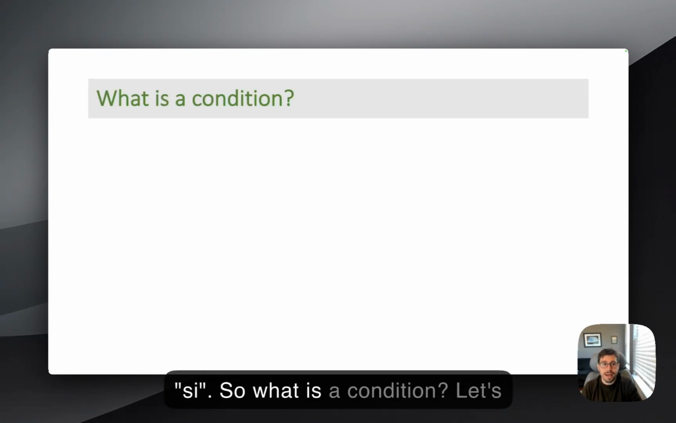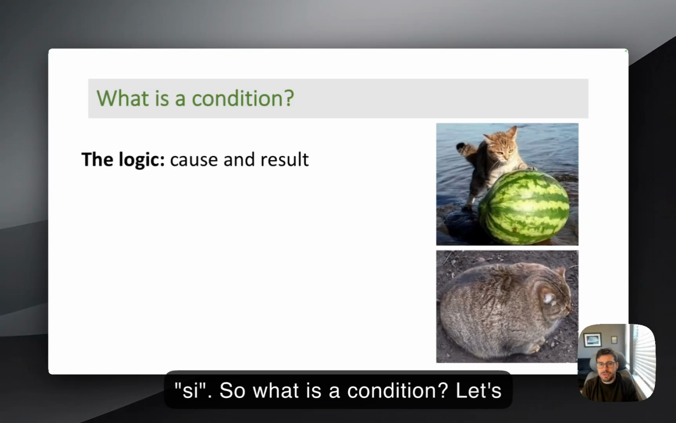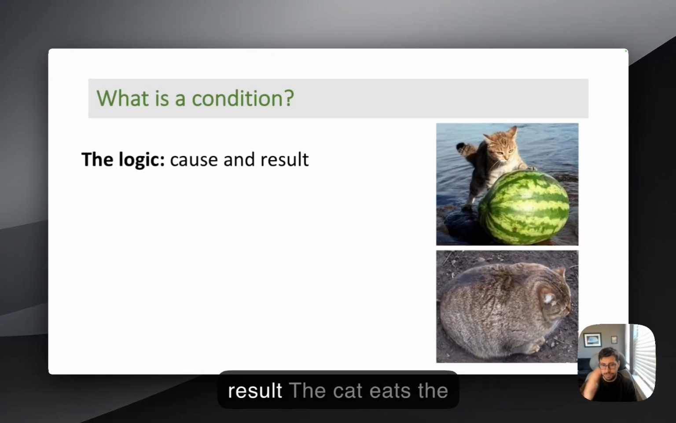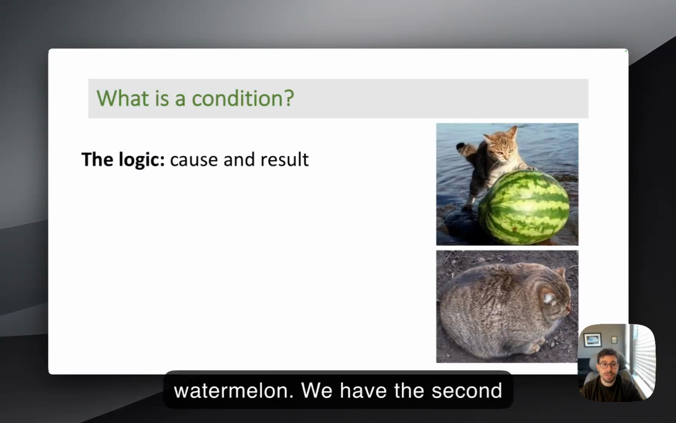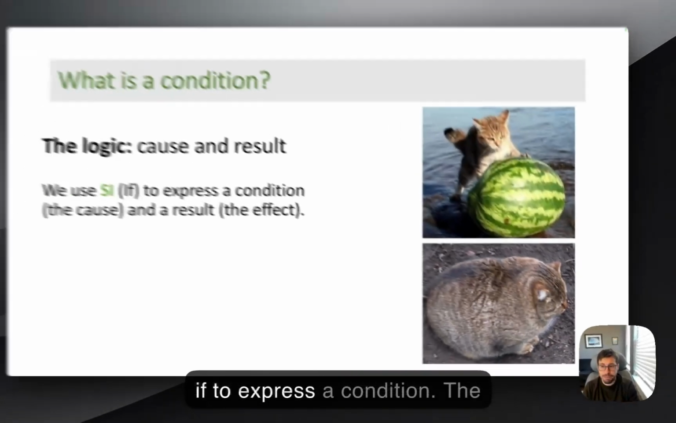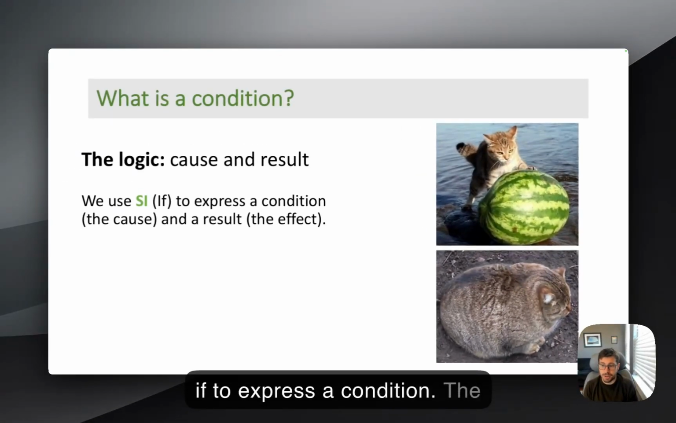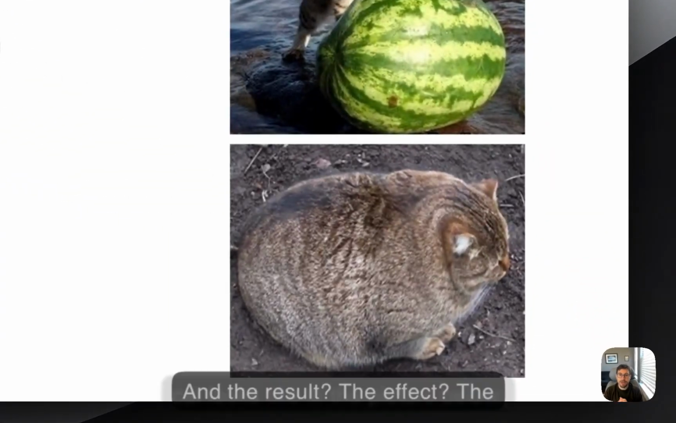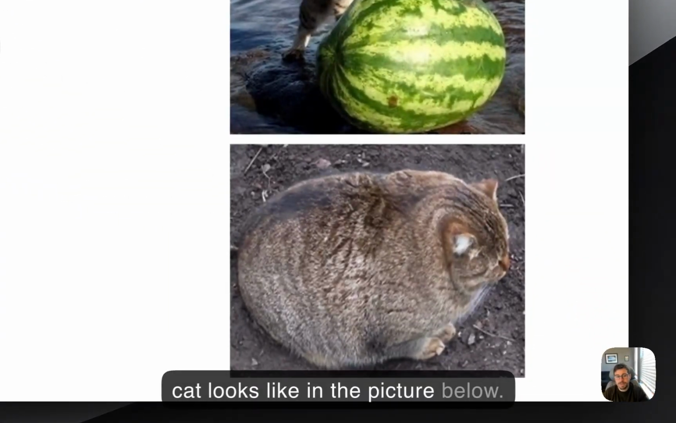So what is a condition? Let's talk about the logic. Cause and results. The cat eats the watermelon. We have the second picture of the cat. So we use sí, if, to express a condition. The cause, eating the watermelon, and the result, the effect, the cat looks like in the picture below.